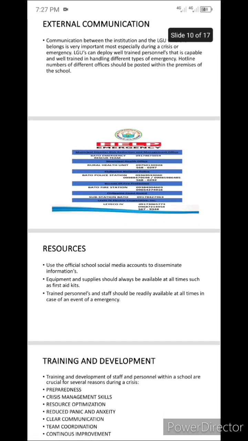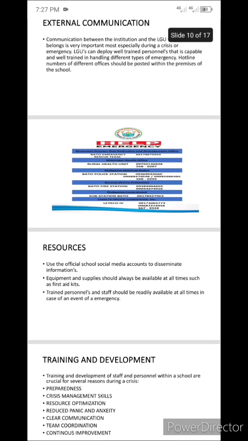Here we can see, for example, Batu Police Station, Rural Health Unit, Batu Emergency Rescue Team, Batu Fire Station, and Substation Batu and Leyte 4. Now let's go to the eighth element, which is the resources.